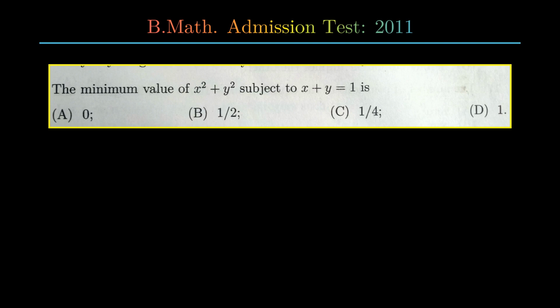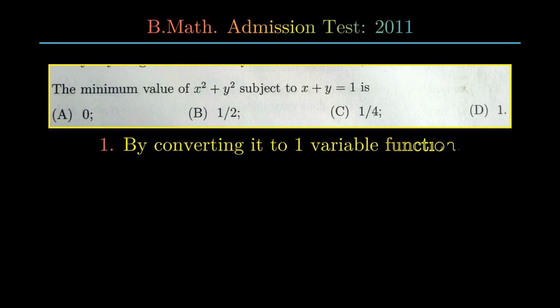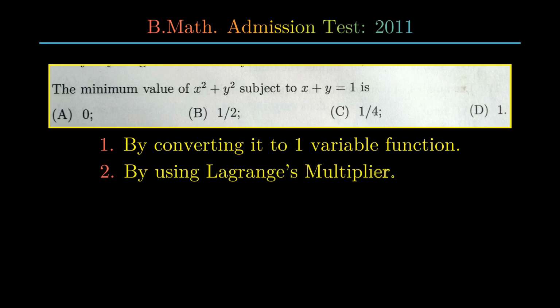One is the visual method, or you can simply say by converting it to a one variable problem. And there is another method which is much more powerful than this one and which can be extended to higher dimensions. It is called the Lagrange multiplier method. In this video I will be showing you the first one, which most of you have used, and for the second one we will see that in some later videos. So let's see how to solve this particular problem.